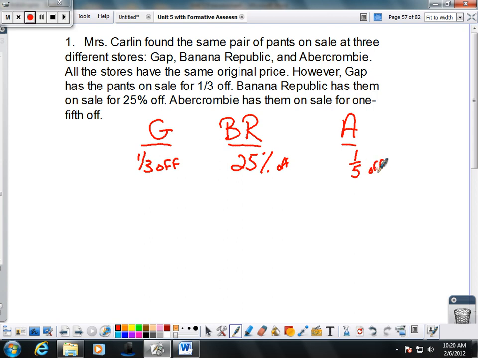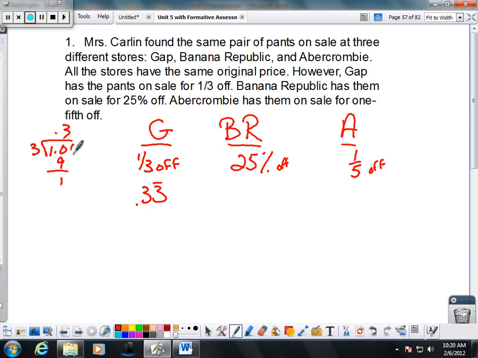When we're dealing with fractions, decimals, or percents, we're trying to compare them to figure out which one has the best sale. We want to be able to compare apples and apples. Because these are all different, we have fractions and percents, let's make them all decimals. I know in my head 1/3 is going to equal 0.333333, and I just know that from memorizing, but if not, I would have divided 1 divided by 3.